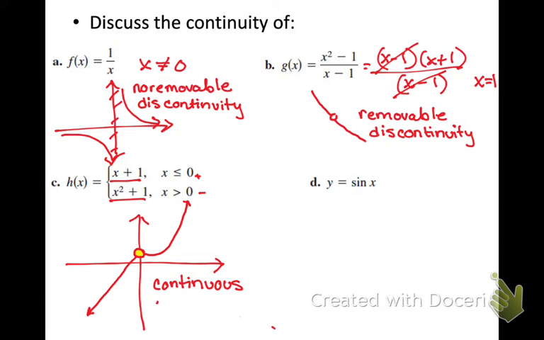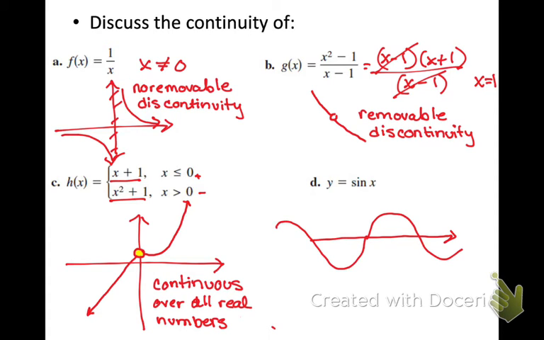And then they say on the entire real number line, I say continuous over all real numbers. What's sine look like? Is there any asymptotes? It goes like this, yes? So how would you describe its continuity? Would it be the same as here? It's over all real numbers. Okay.